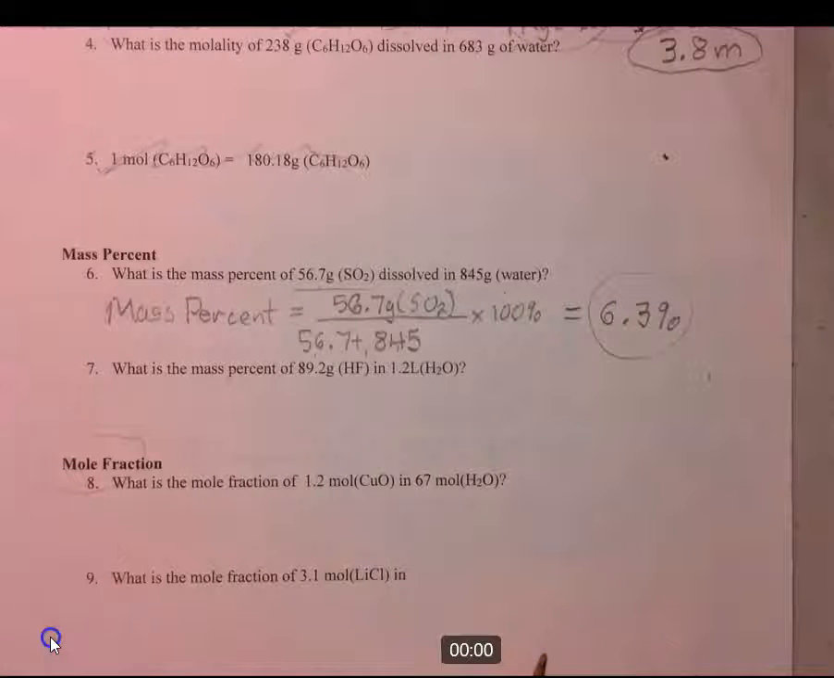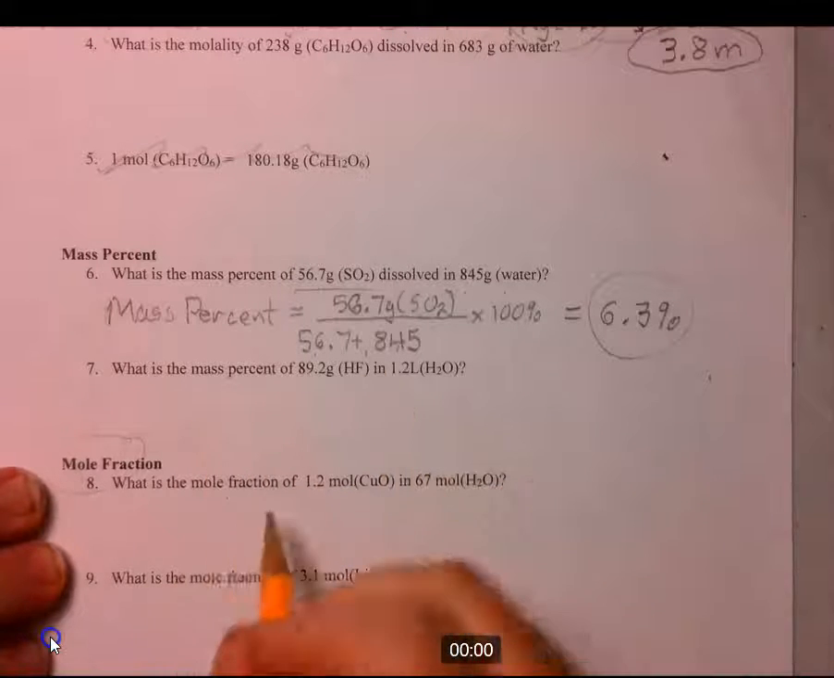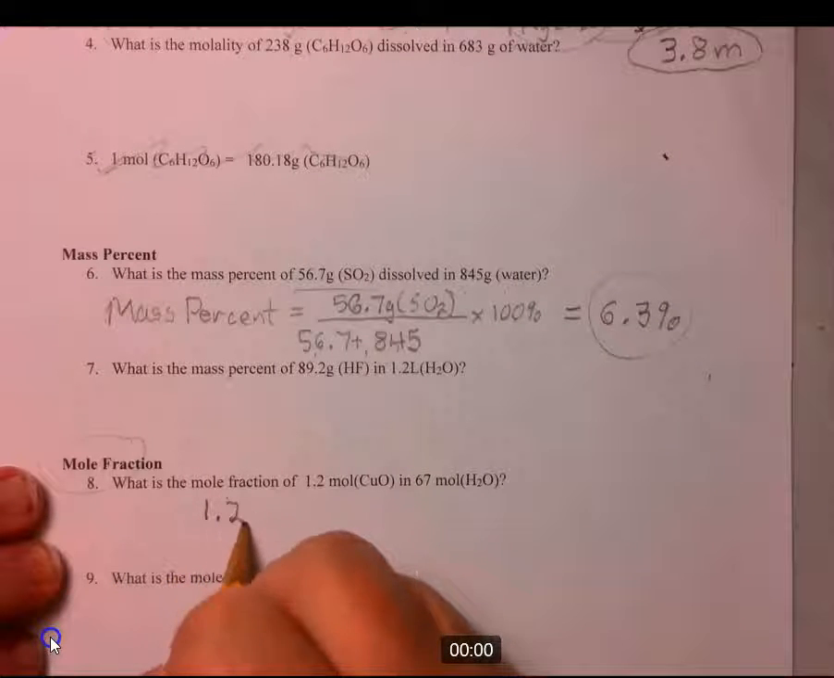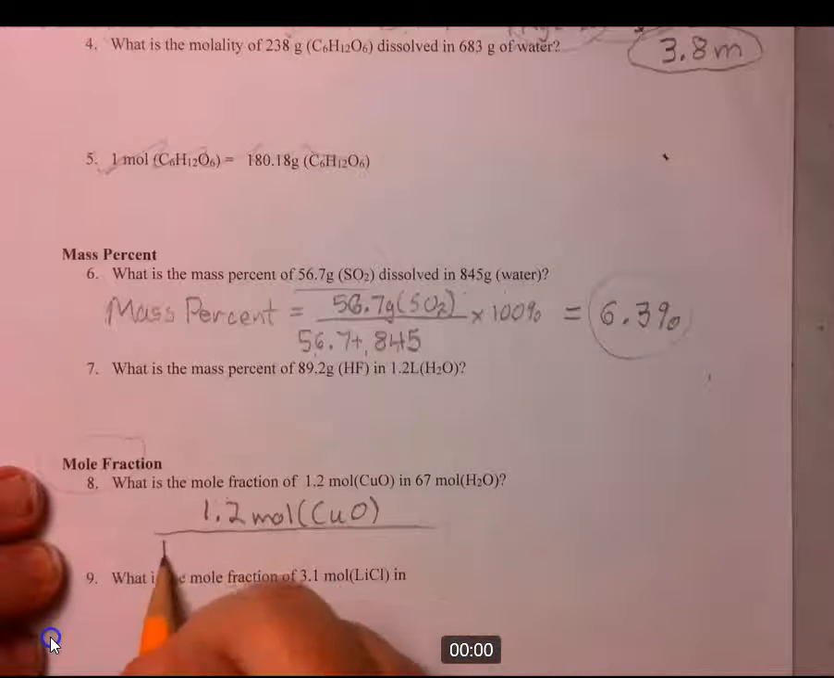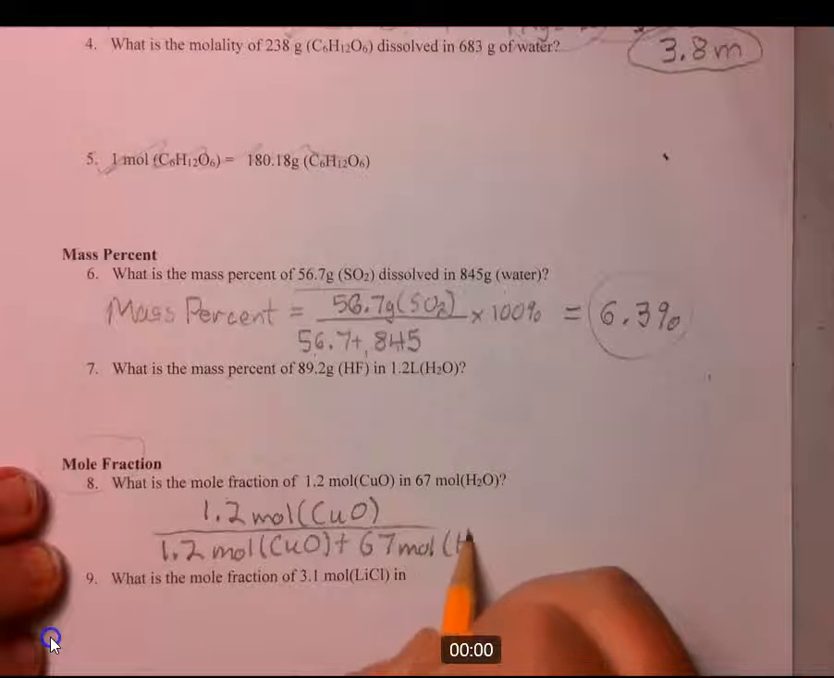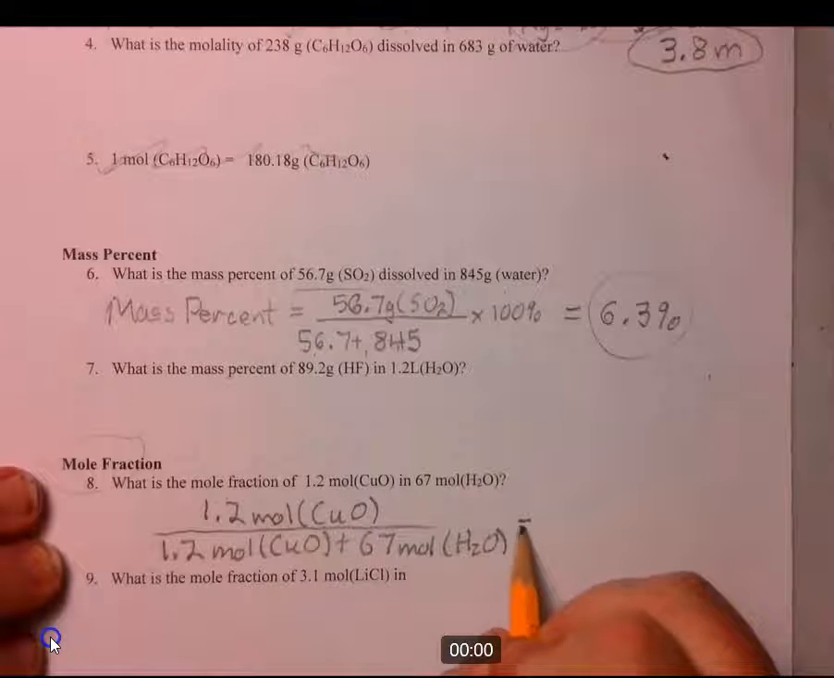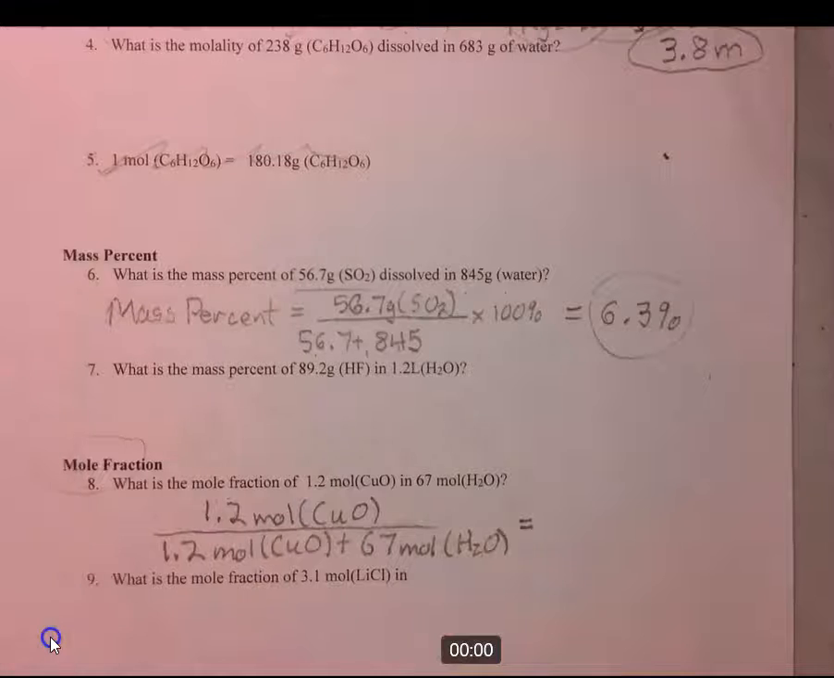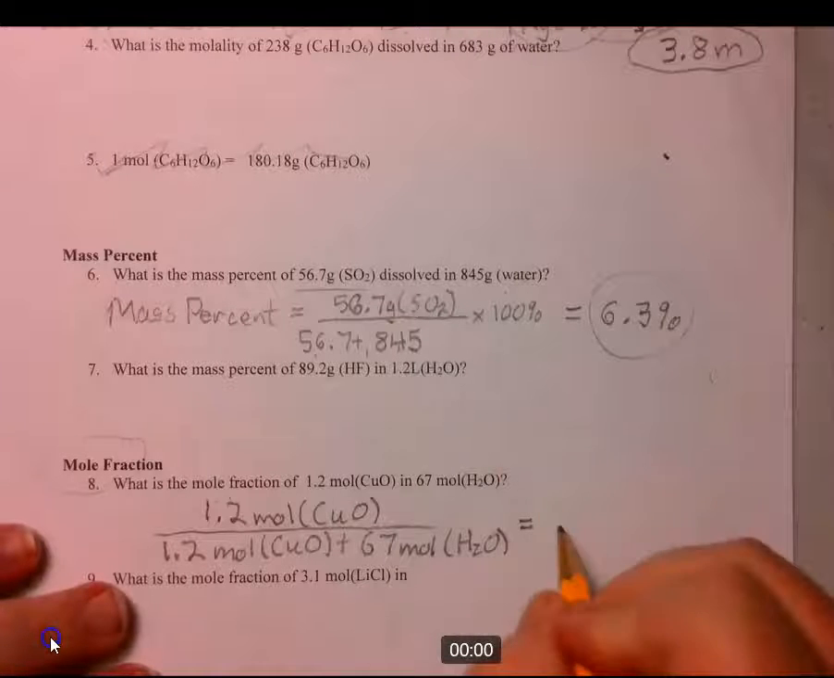Okay, what is the mole fraction of 1.2 moles of copper oxide in 67 moles of H2O? All right, so it's very simply going to be, this is mole fraction, it's going to be 1.2, and then you're going to add that to the water. And all we do is do that little math problem. That'll be our answer. I could have made the problem more complicated by giving you the substances in grams, and then you'd have to convert to moles, but no point. I'm just trying to show you what this does. And for that we get 0.18.